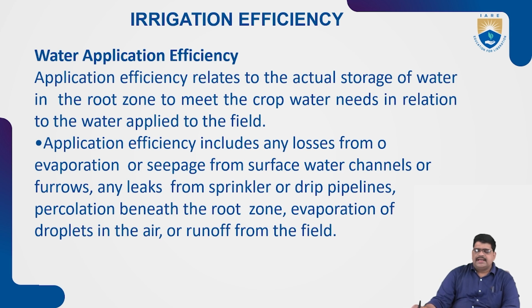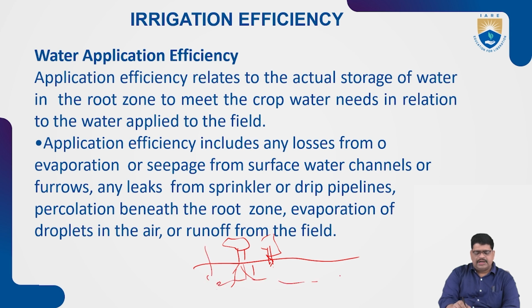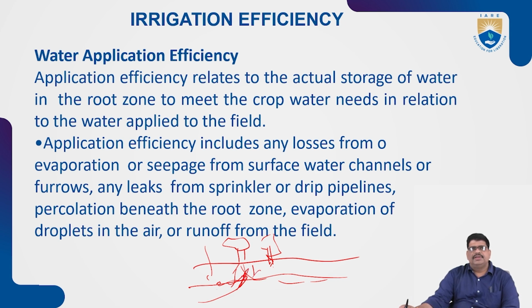So suppose there is a crop, and the roots will be like that. Of the water which is absorbed here, and the water flowing underground, how much can the roots utilize to meet the crop's needs in the root zone, in relation to the water applied to the field.